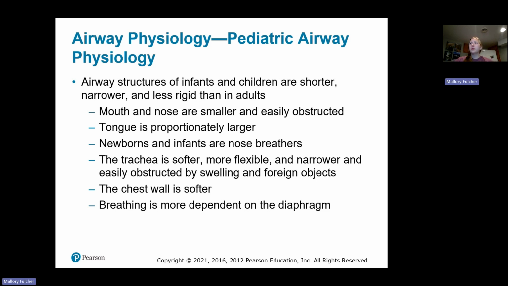So the mouth and nose are smaller in children, more easily obstructed, right? So something like a cold can be a little bit harder on kids because they're more easily obstructed. Their tongue is also proportionately larger. If you've ever looked at a child, they have really large heads in proportion to the rest of their body, and their tongues are even larger in proportion. Newborns and infants tend to be nose breathers. So again, if they get a really bad stuffy nose, that can be a real issue for them, right?